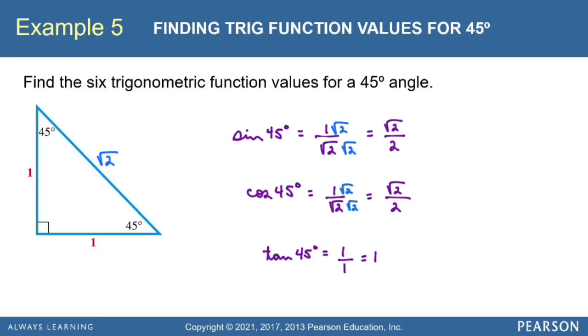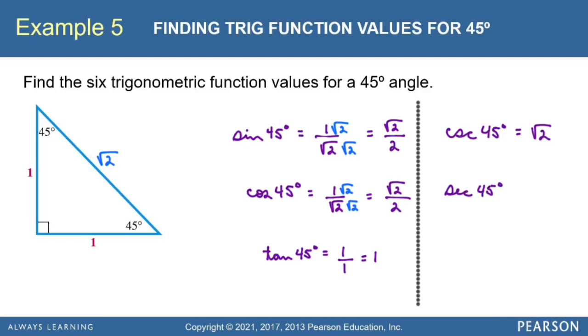And now let's get the other three functions. So we'll use our reciprocal relationships. The cosecant of 45 is going to be the reciprocal of the sine. So let's take this unrationalized version of the sine value and do that reciprocal. So now we see that cosecant of 45 degrees is square root of 2 over 1, which is just square root of 2. And then same thing for secant.